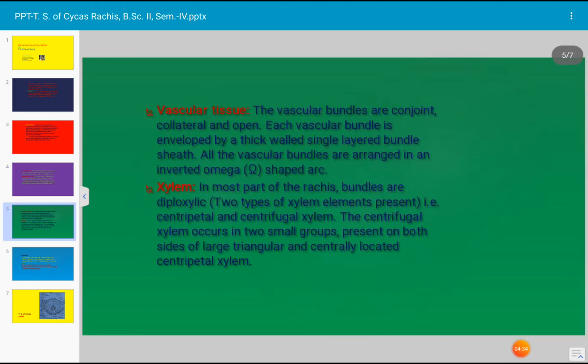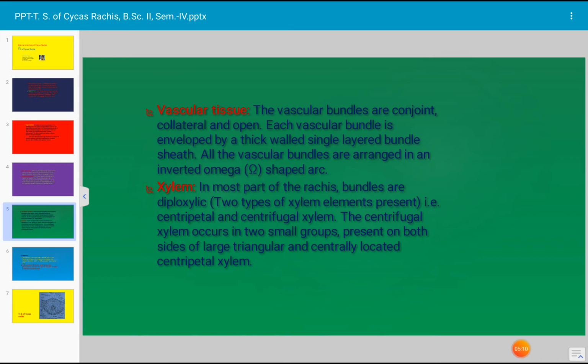Next, vascular tissue. The vascular bundles are conjoined, collateral, and open. Each vascular bundle is enveloped by a thick-walled, single-layered bundle sheath. Bundle sheath is protective in function. All the vascular bundles are arranged in an inverted omega shaped arc or omega shaped structure.